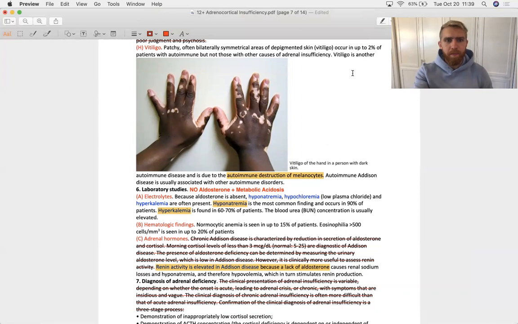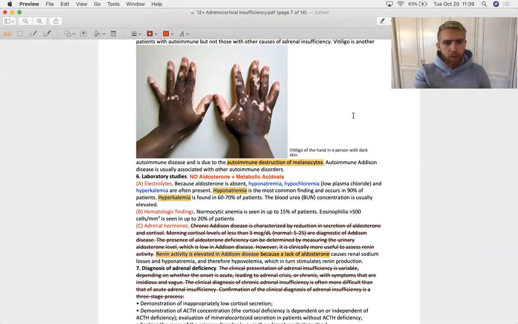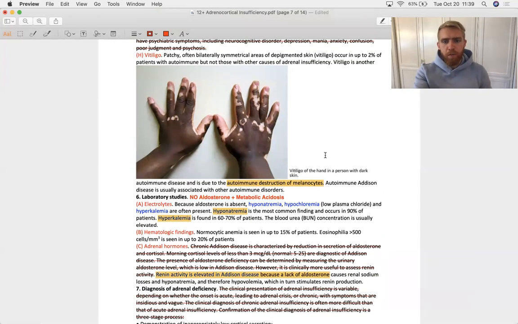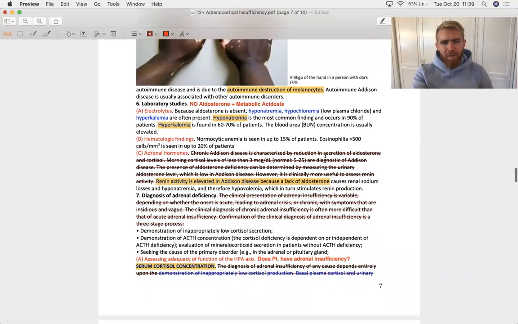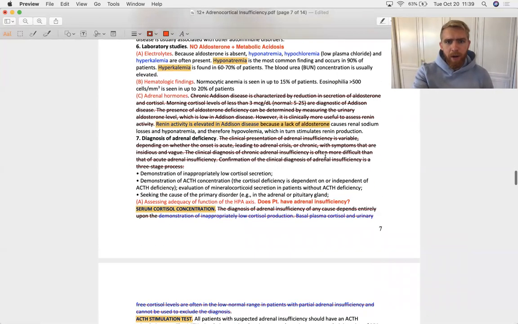Vitiligo, however you say that. That's what it looks like. This is autoimmune destruction of melanocytes. I'm thinking block 7 for that. Don't go too deep into that right now. That's probably a skin, derm type of deal.